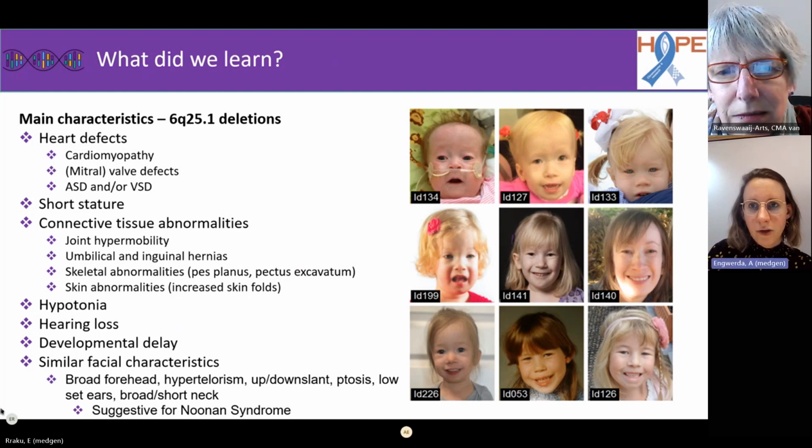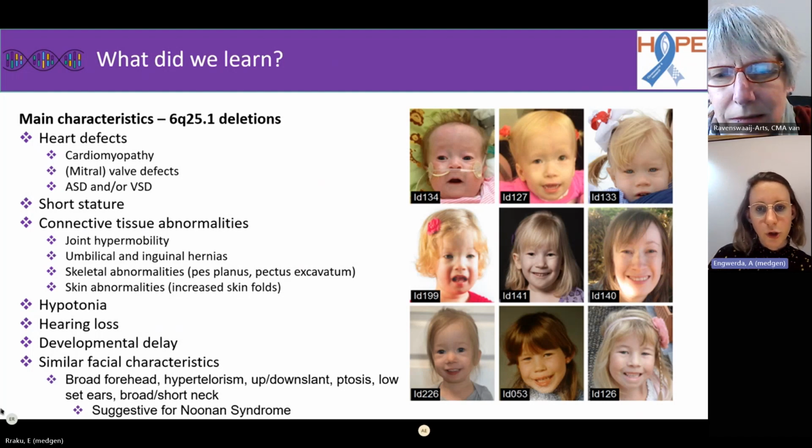Only 2 individuals in this figure are family, and the other ones are not family, but they look very much alike. And what you can see is that they have a very broad forehead, and that their eyes are a bit more widely spaced, also called hypertelorism, that they have up or down slanted palpebral fissures. Sometimes they have a ptosis or a drooping eyelid. Their ears are a bit more low set, and some of them have a broad neck or a short neck.